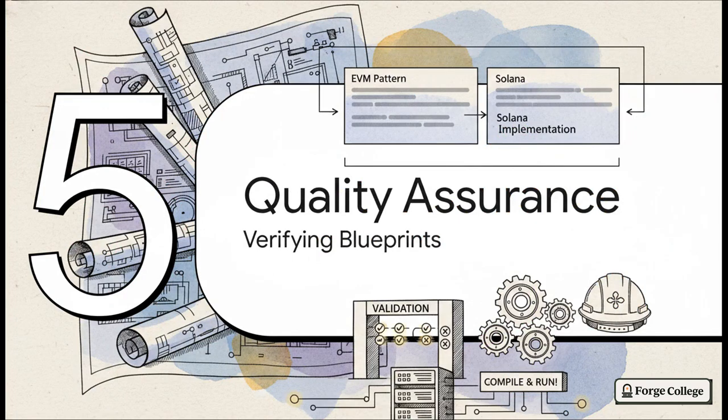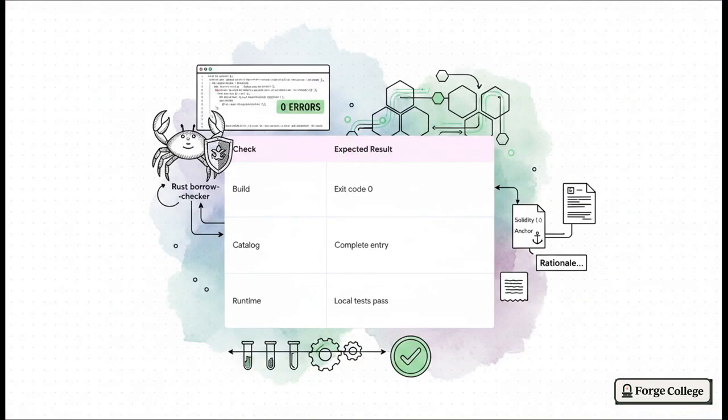Finally, Section 5, Quality Assurance. It's time to put on our hard hats and verify these blueprints. So what does good actually look like in our engineering lab? Well, first, you run your build command and you want absolutely zero compile errors from the famously strict Rust borrow checker. Second, your catalog entries must be fully fleshed out with the Solidity code, the Anchor code, and your written rationale. And finally, your local unit tests absolutely must pass. You hit all three of those marks and your blueprint is officially ready for production.